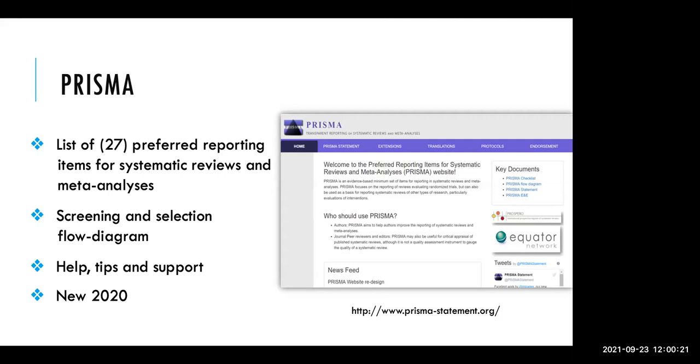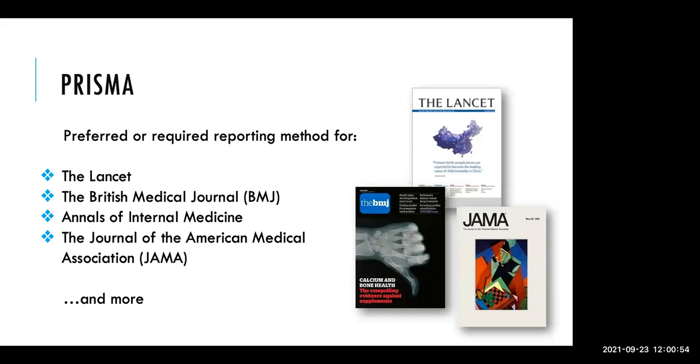PRISMA is a list of 27 preferred reporting items for systematic reviews and meta-analyses. It also includes a screening and selection flow diagram. This helps with tips and support, and the PRISMA guidelines were just recently updated. It was published, I think, this year, and the version is called the PRISMA 2020 statement. PRISMA is the most commonly used, and it's also a recommended or required guideline to follow in high impact journals such as, here I have examples from medicine, the Lancet, I'm sure you've heard about this even if you're not in the medical field, the British Medical Journal, Annals of Internal Medicine, the Journal of the American Medical Association, and many more. They require or recommend PRISMA to be the standard for how things are reported.